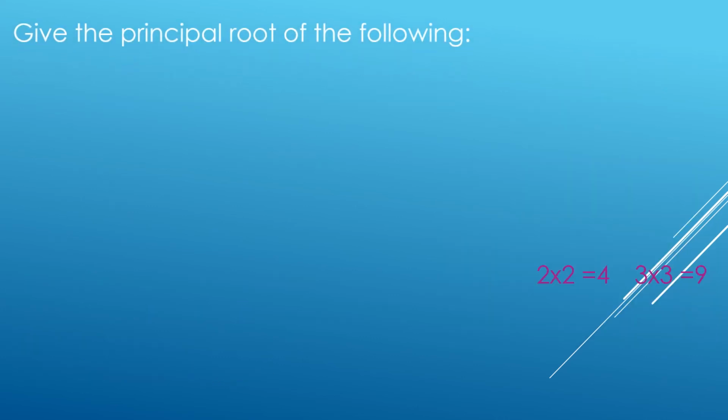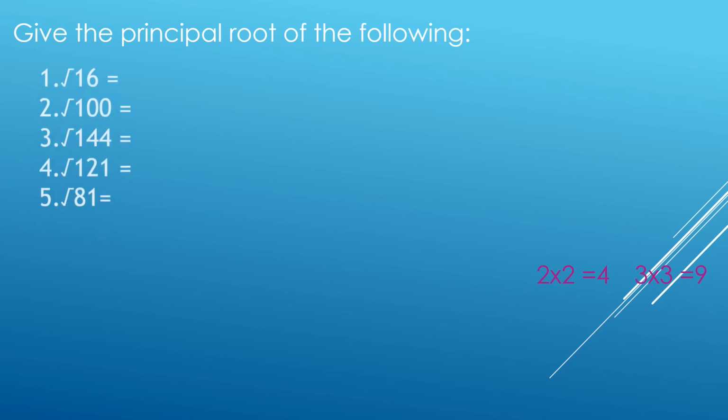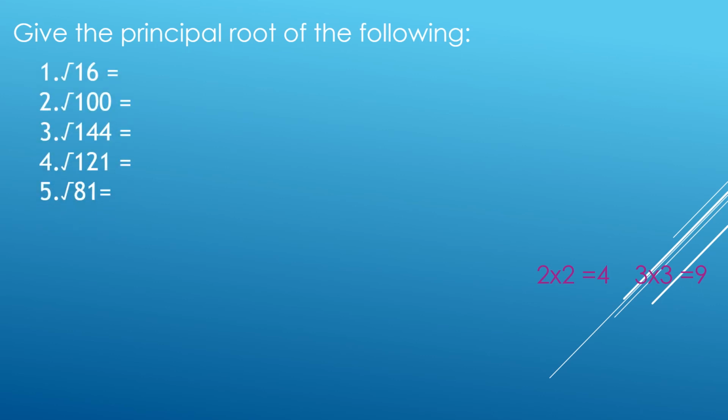Now, give the principal root of the following. So, kung hindi nyo memorize yung mga perfect squares kanina, pwede nyo balikan yung table. So, square root of 16, 4, kasi 4 times 4, 16. Square root of 100 is 10 because 10 times 10 is 100. Square root of 144 is 12. Square root of 121 is 11. And square root of 81 is 9.